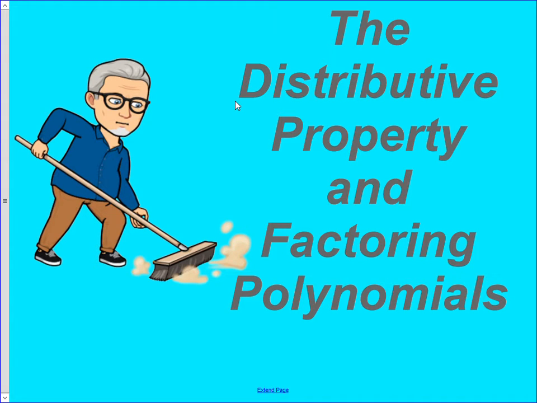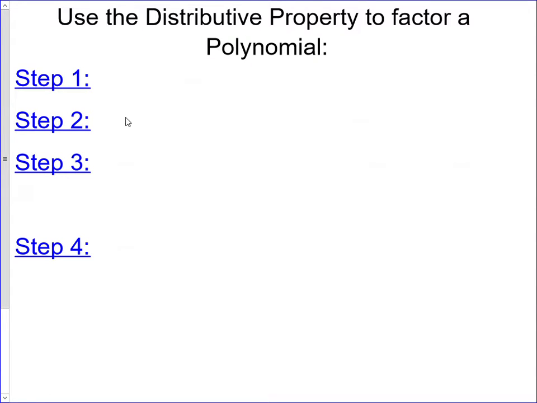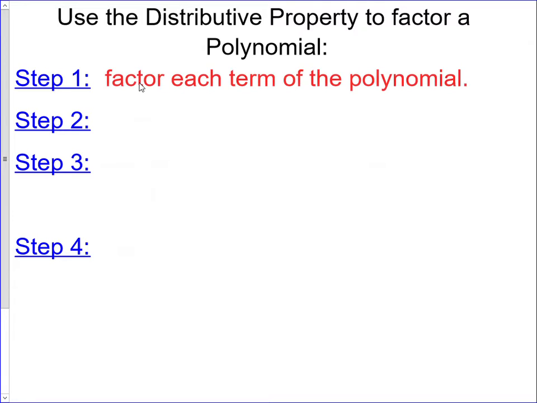Today we're going to talk about how to use the distributive property to factor polynomials. Let's look at the steps to do this. Step number 1 is to factor each term of the polynomial. Step number 2 is to circle the factors they share. Hey, this sounds a lot like greatest common factor, which we've been doing.